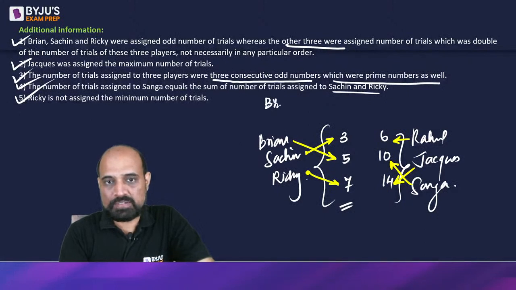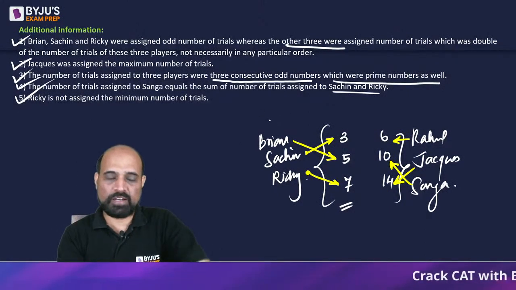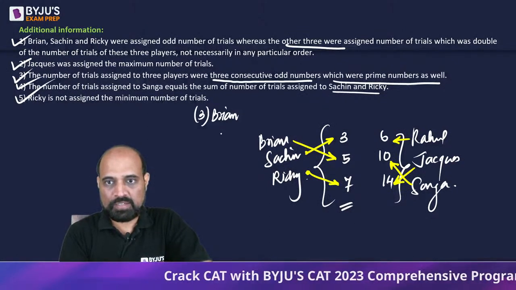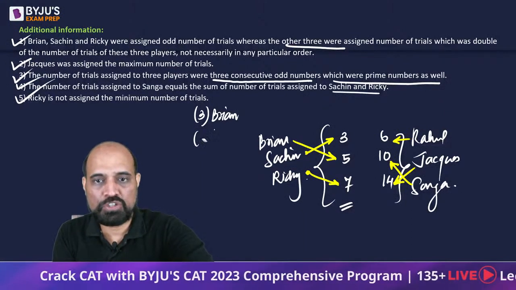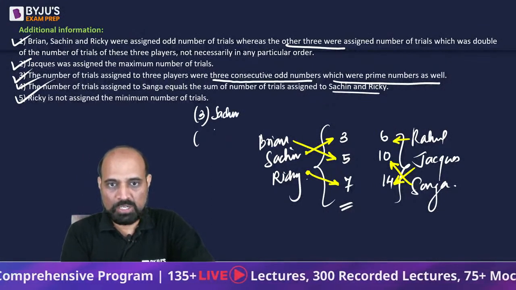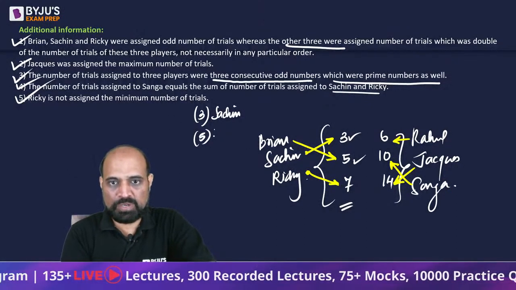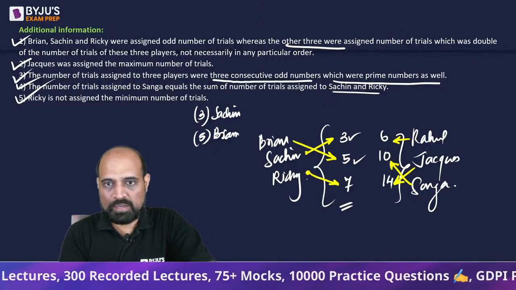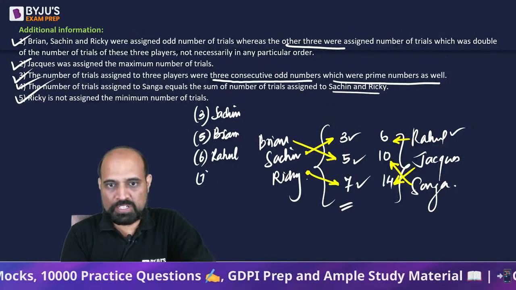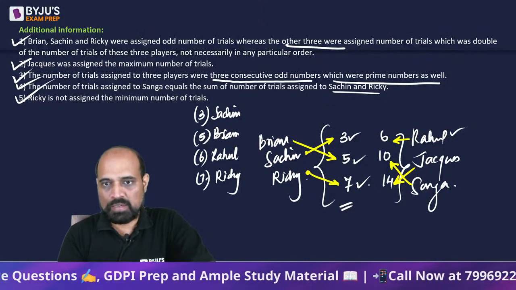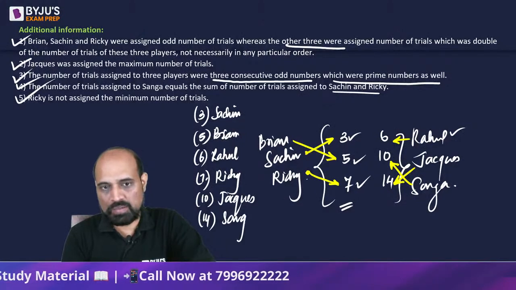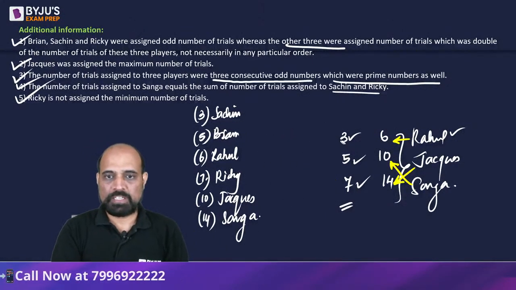So Brian gets, मैं कहाँ लिखूं इसको? Okay, I'll write it over here. So Brian gets 3. फिर मैं next लिखता हूं 5. 5 किसको मिला था? Sorry. 3 is Sachin, not Brian. 3 हो गया. 5 next number is Brian. 6 is the next number which is given to Rahul. 7 is the next number which is given to Ricky. Then we have 10 which goes to Jack. And then we have 14 which goes to Sangha. ठीक है. So हमें ये पता चल गया.